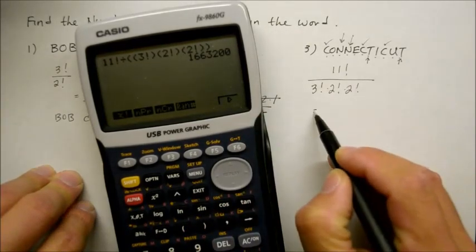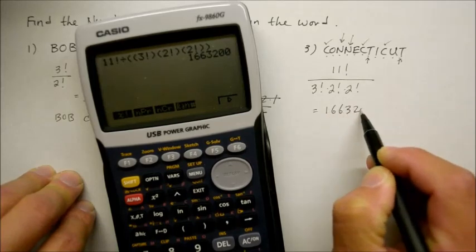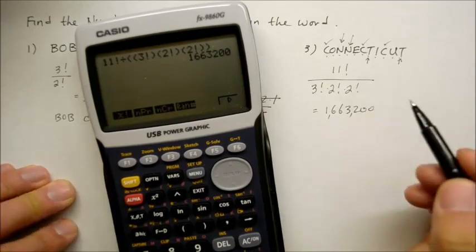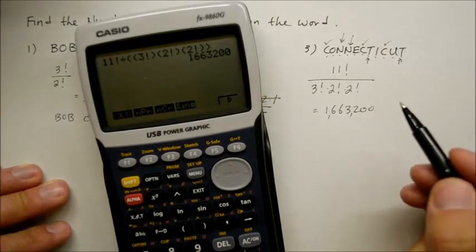I get 1663200. There are 1,663,200 ways of arranging the word Connecticut. There you have it.